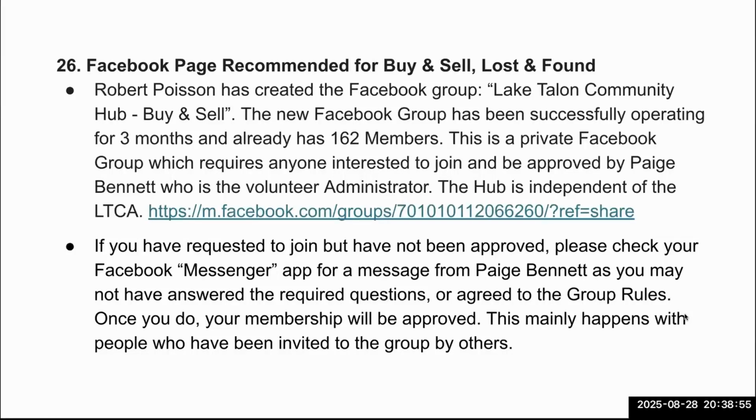Can I just make a comment, Brian, about it? Just that second dot there. First off, thanks so much to Robert and Lorraine because you're the ones who set it up and helped to monitor it. Just to say to folks, when you have requested to join, there should be some membership questions that come up, as well as needing to agree to group rules. So that happens with most people.